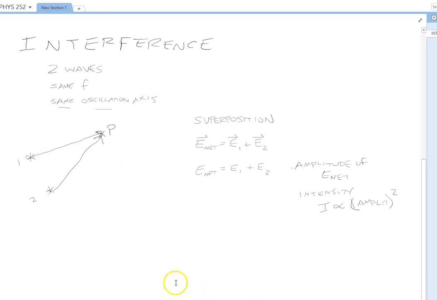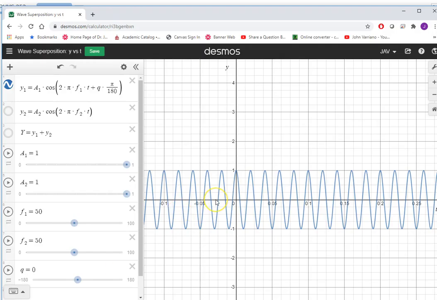and wavelength. But what I want to do is go to Desmos, which you may be familiar with. It's a really nice graphing calculator, and you can make all sorts of plots, and it's free. Desmos.com if you want to play around. So what I've done here, and you can see over here in this panel, I've created two waves.